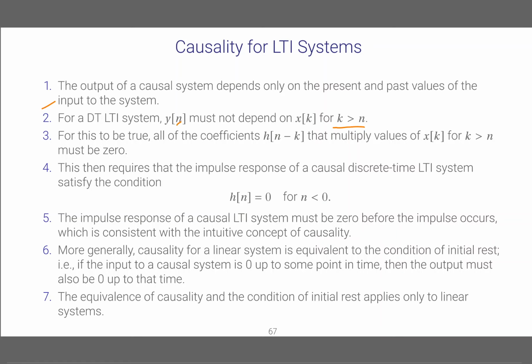So yn must not depend on values in the future. That means values of xk where k is greater than n. So let's see. For this to be true, all the coefficients of hn minus k that multiply values of xk for k greater than n must be 0. This then requires that the impulse response for a causal discrete time LTI system satisfy the condition hn is 0 for n less than 0.